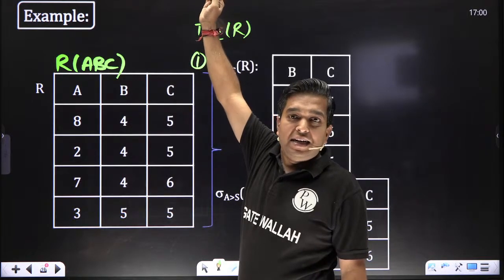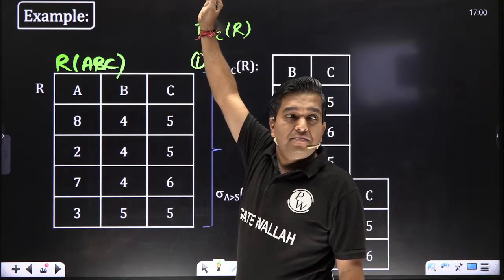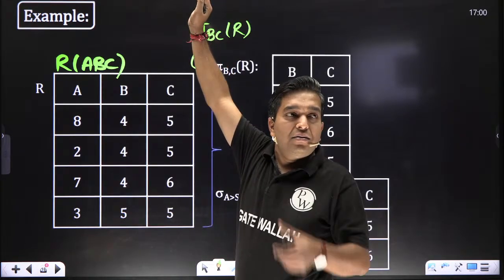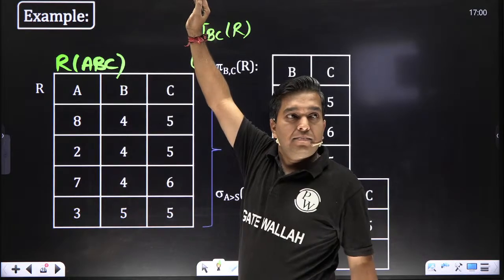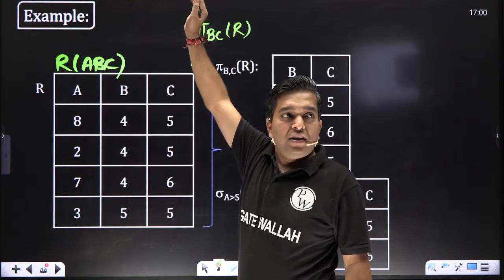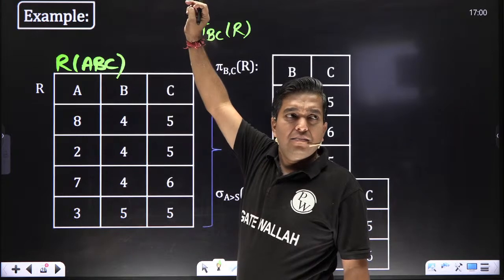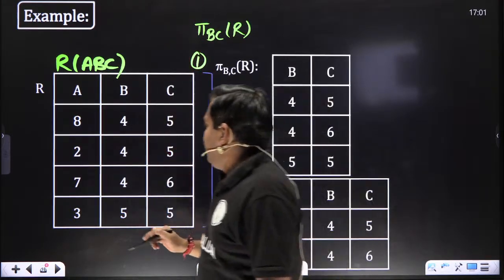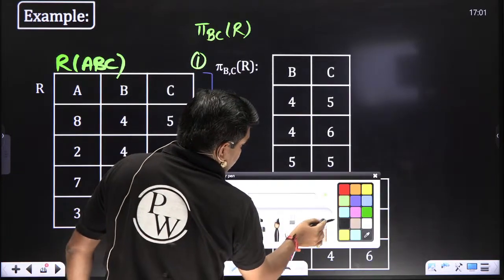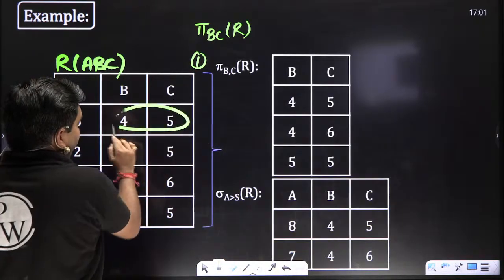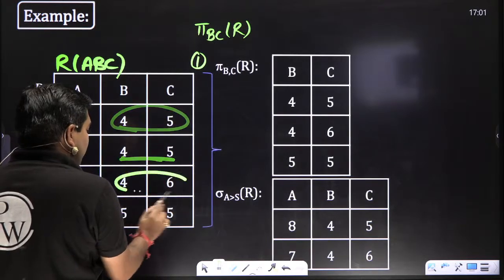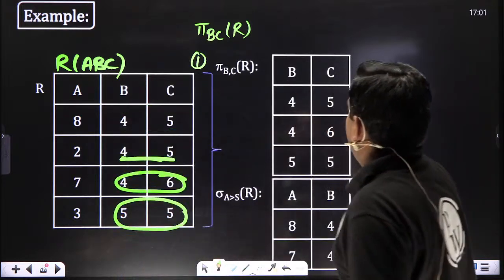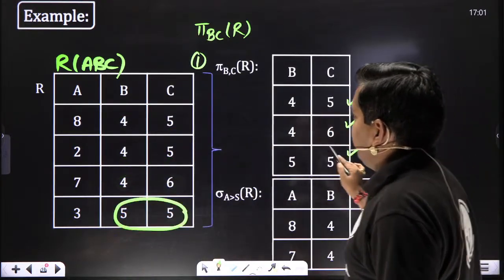Be honest, what is the answer? Here you will get 3 tuples. Very good. 4 5, and 4 5 again repeats, so it will not be taken again. So you get this output: 4 5, 4 6 and 5 5.